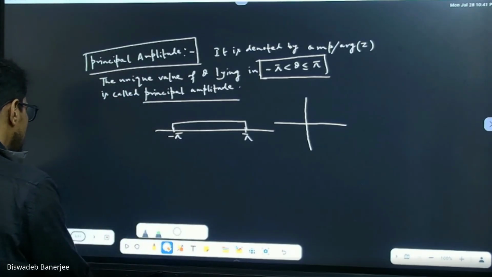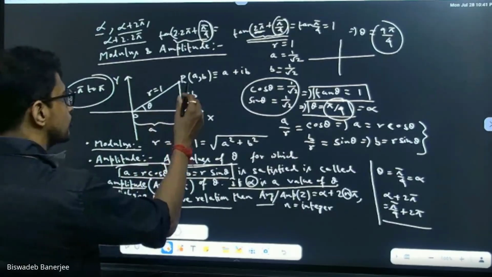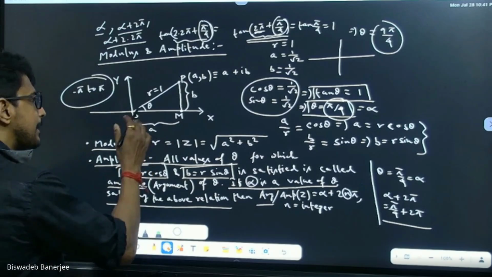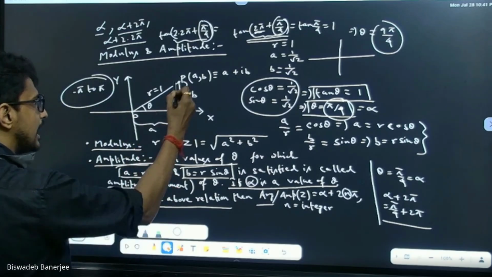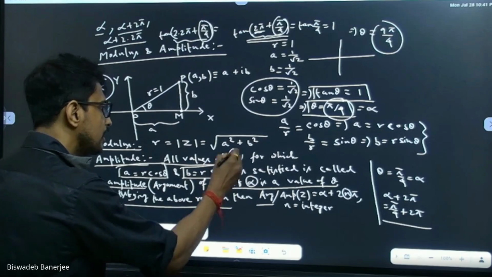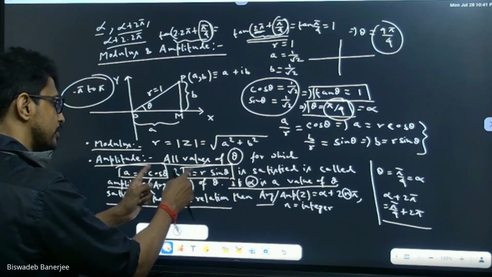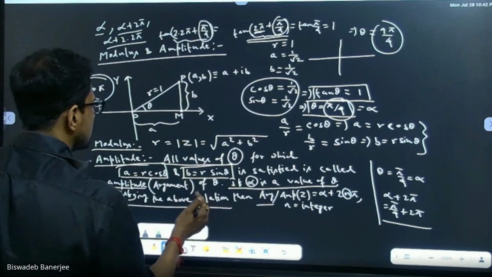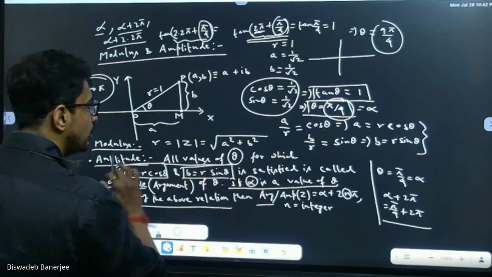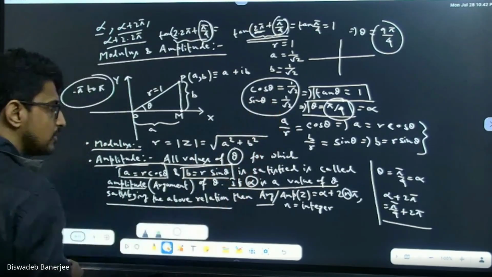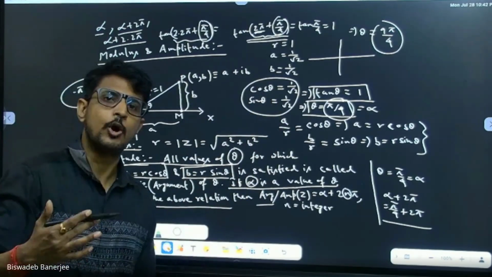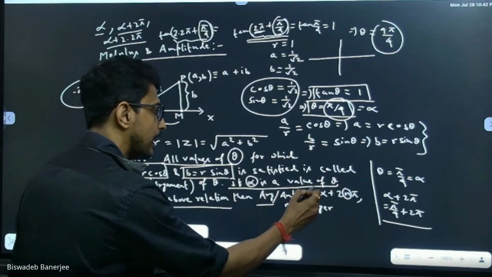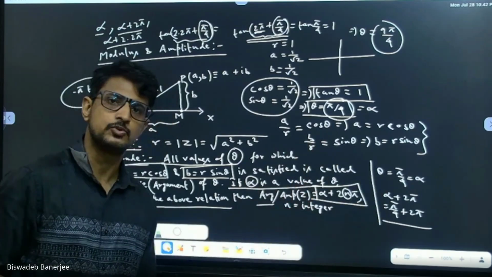So in summary, my modulus is root over a square plus b square, which is the distance between the origin and the point P. And my amplitude is the angle between the axis and OP, which is denoted by theta, and it must satisfy these two equations: a equal to r cos theta, b equal to r sin theta. Suppose alpha is a particular value that satisfies these two equations, then my amplitude can be obtained as alpha plus 2 n pi. These are my values of argument or amplitude.